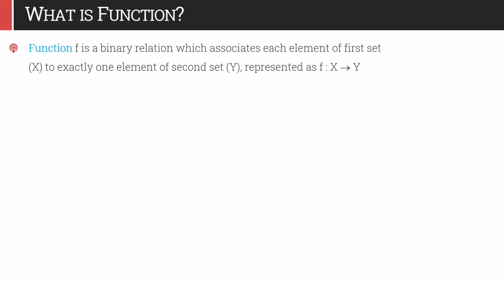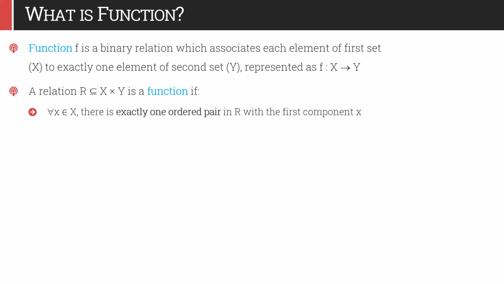A function f is actually a subset of a binary relation which associates each element of the first set, that is capital X, to exactly one element of the second set, that is capital Y. A function is denoted as f colon X to Y. So the function name is f. The first set from where we are reading the elements is X, and the elements of X are mapped to elements of Y. So Y is the other set.